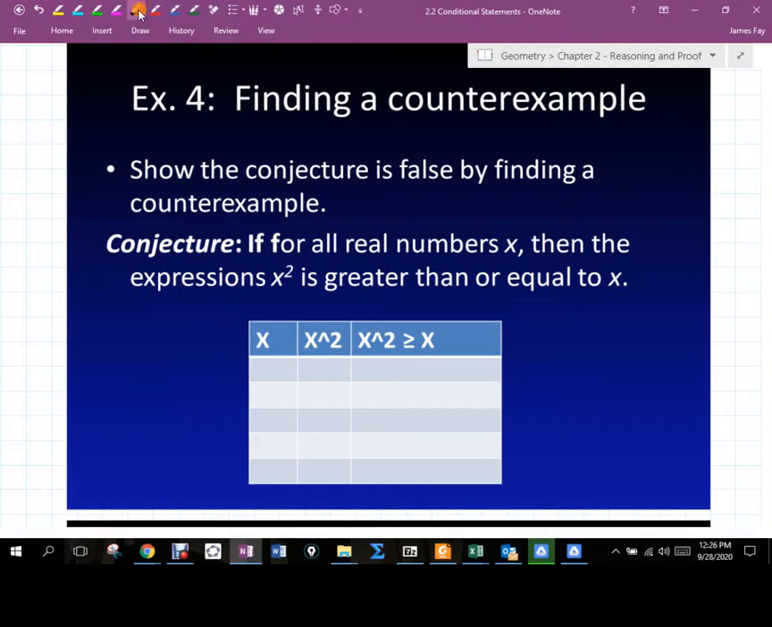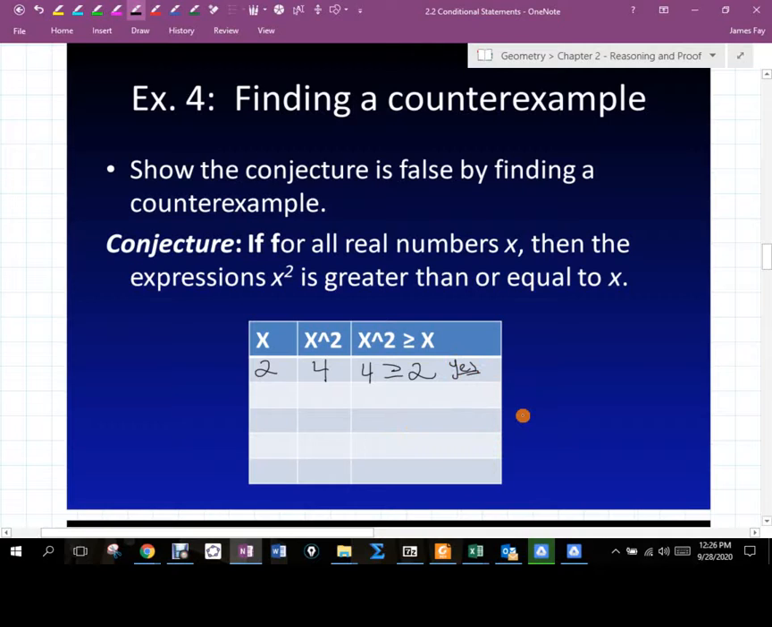So let's go through some ideas here. It says, for all real numbers x, the expression x squared is greater than or equal to x. So give me a number for x. 2. So when I go x squared, that would be 4, right? Is 4 greater than or equal to 2? Okay, so that works.